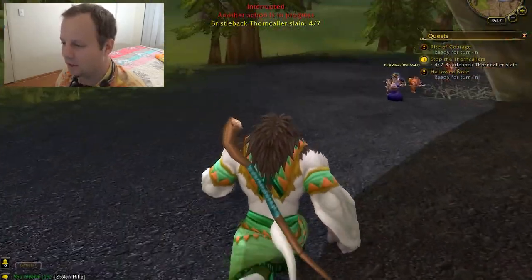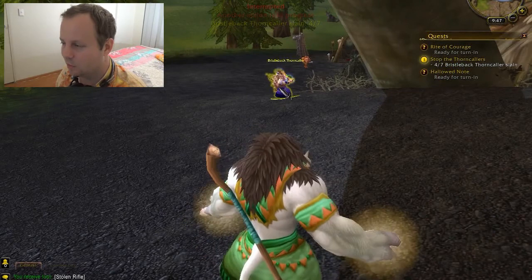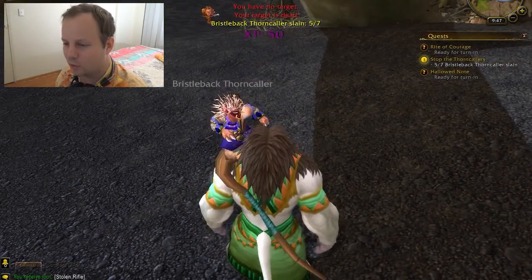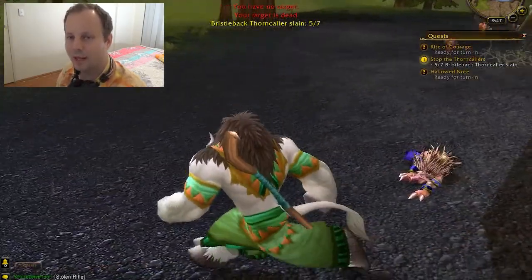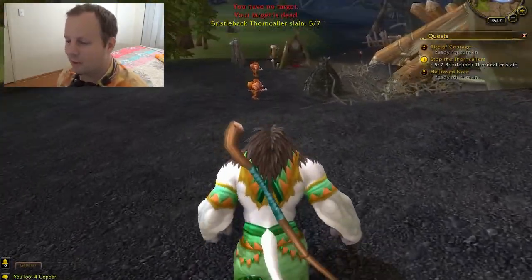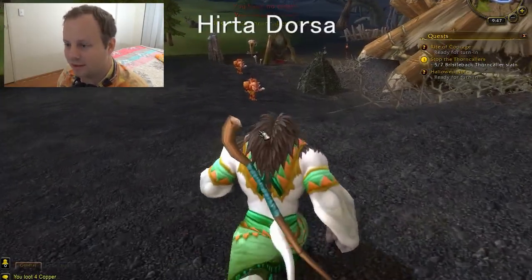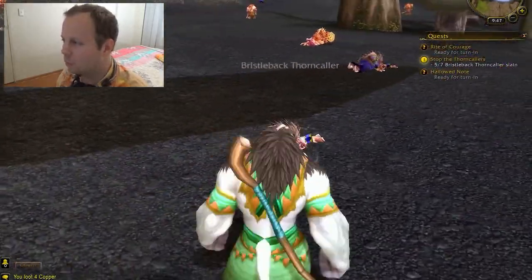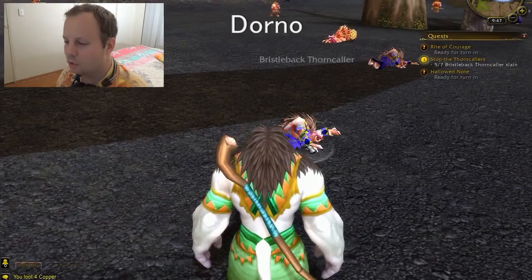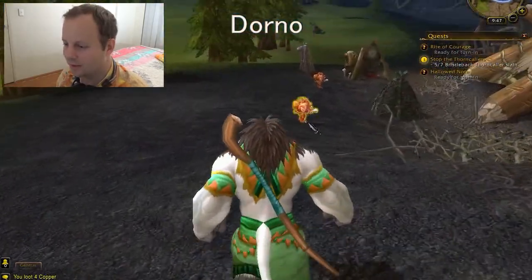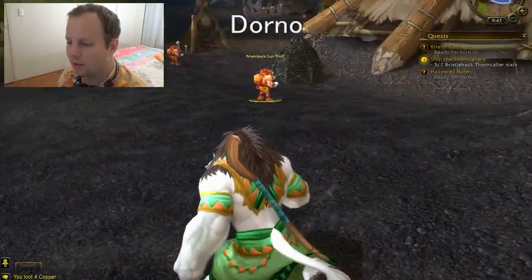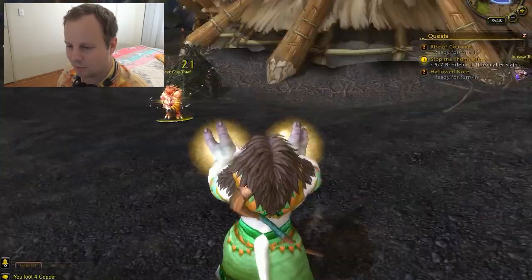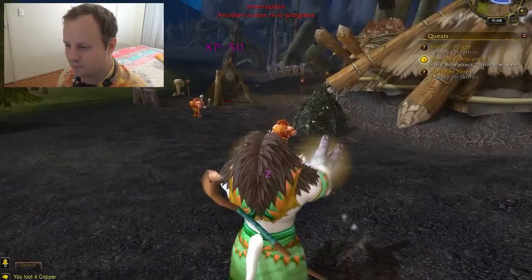So, okay, I've got to kill a few more of these dudes. You can see these guys, they're called bristleback thornclaws. Now, do you remember how to say bristleback? That was hirita dorsa. So we want to learn thorn now. The word for thorn is dorno. Okay, so it's spelled D-O-R-N-O. Dorno. Let's just kill a couple more of these gun thieves.